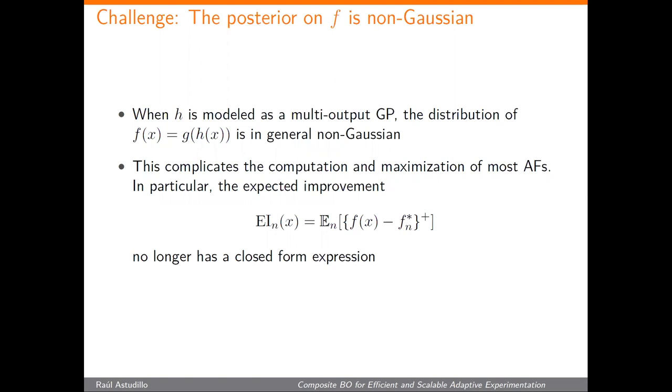Okay, so the main challenge that we face with this new approach, and I would like to emphasize that this was a challenge especially back in 2019, nowadays it is pretty much standard, is that the posterior distribution on the objective function is non-Gaussian. Right, because we're transforming this Gaussian distribution by something nonlinear. So in general, we're going to get something that is non-Gaussian. And this is going to complicate the computation and maximization of most acquisition functions. In particular, expected improvement, which previously had a nice closed-form expression that we could use to optimize the acquisition function, no longer has that closed-form expression. So this is something we need to deal with.